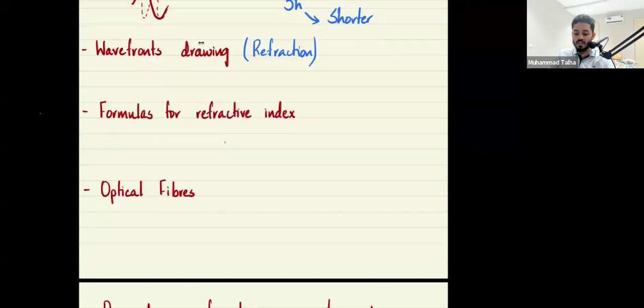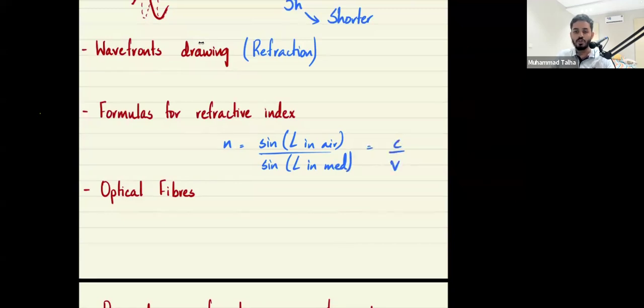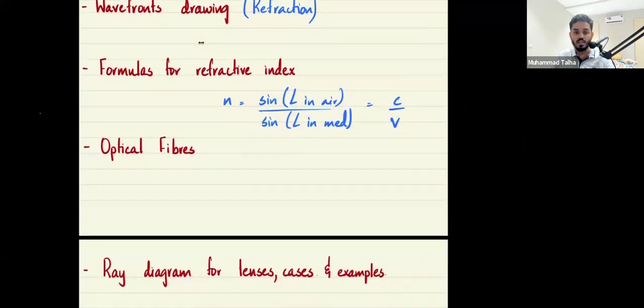Formulas for refractive index. A lot of people do remember sine i over sine r, which I write as sine of angle in air over sine of angle in the medium. But a lot of people do forget this one, which is c over v, which is that refractive index is a ratio of the speed of light in air divided by the speed of light in any other medium that I'm talking about. And it's actually the differences in its speed which makes it bend, right? So do remember this as well. The examiner knows that students are slacking off on this part of the formula, so he is asking this a lot.